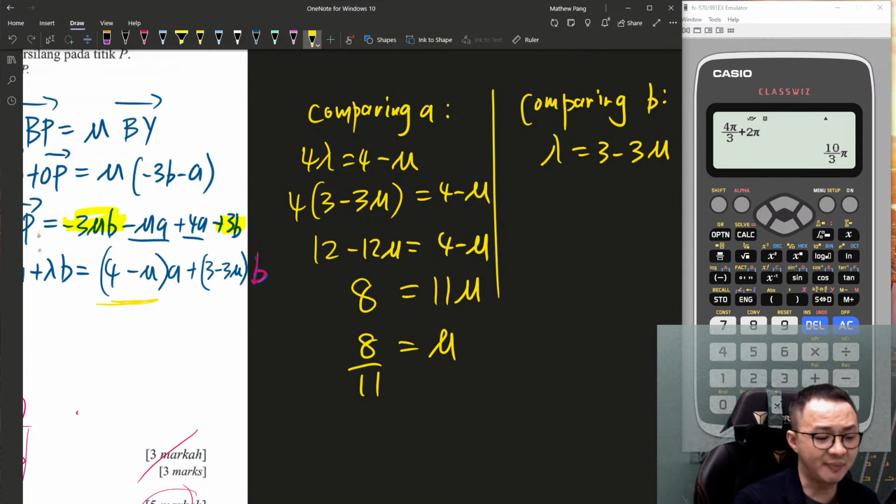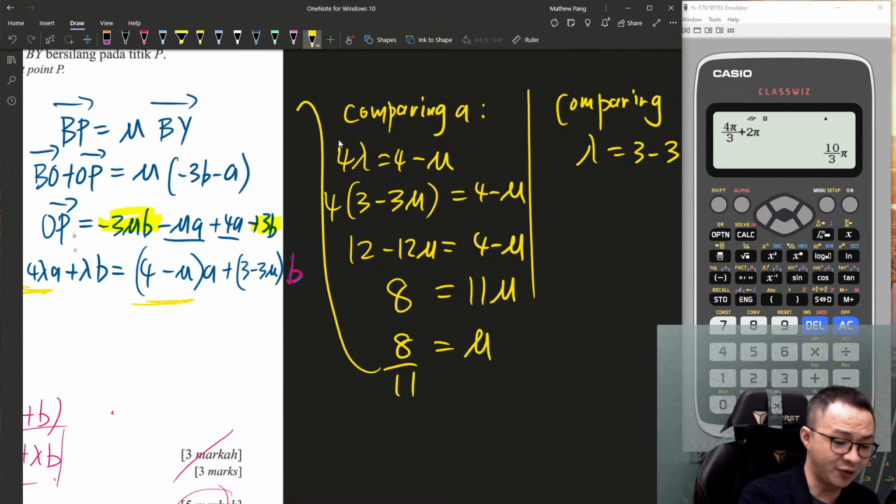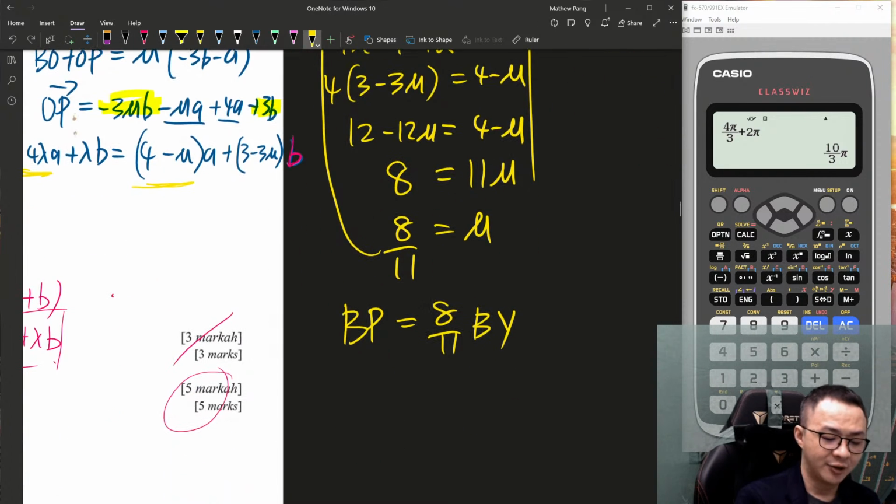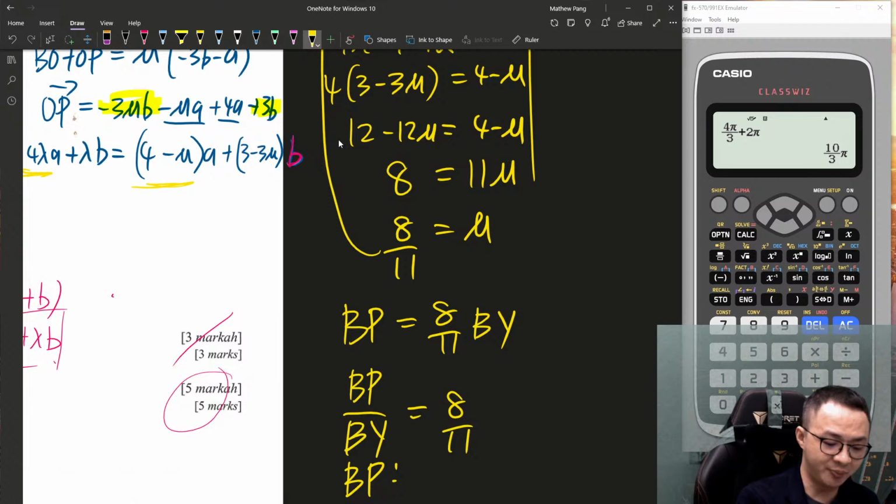Mu equals 8 over 11. But this one is not yet my ratio. Don't be so happy first. I want to sub back to this equation. So BP equals 8 over 11 of BY. So BP over BY equals 8 over 11. So BP ratio BY is 8 ratio 11.